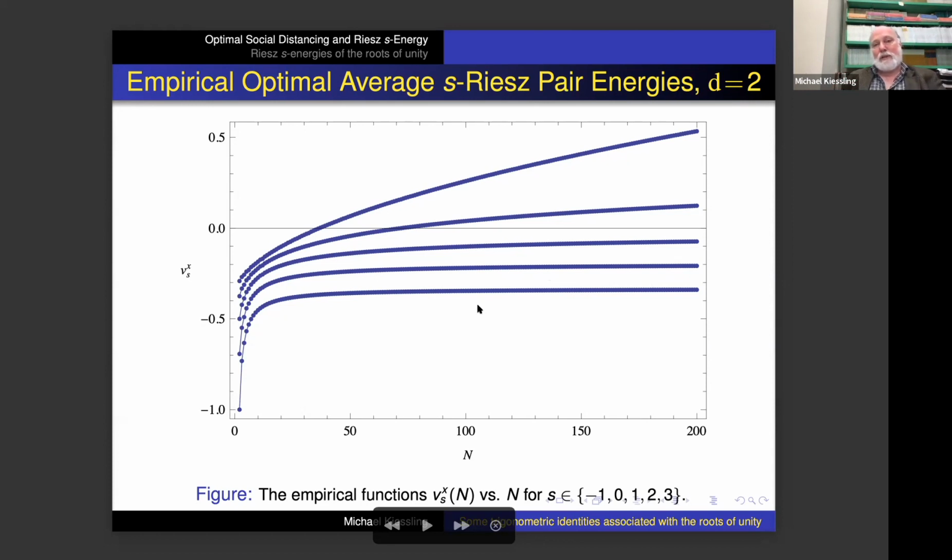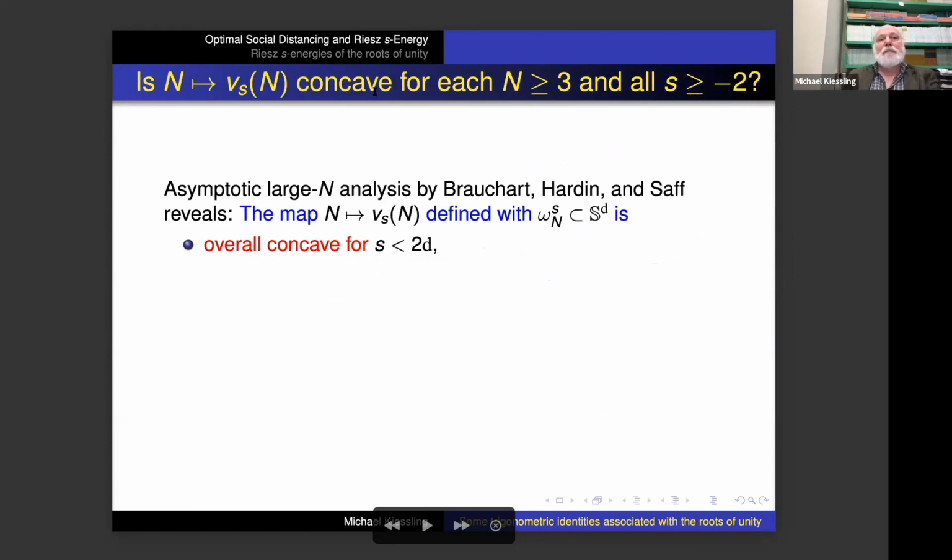Are these curves concave, right? So here's the question. Is this map from the natural numbers with n bigger or equal than 3 now, of course, because you take a second discrete derivative, is it concave for each such n and all s bigger or equal than -2? And there is an asymptotic large n analysis by Brauchart, Hardin, and Saff, and that reveals that the leading order term, when n gets really large, is indeed concave, right?